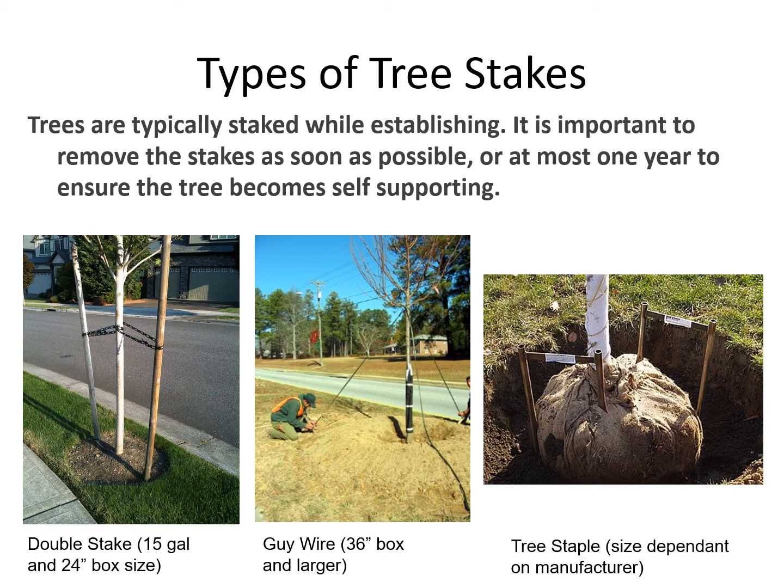So, different types of tree stakes. Double staking is the most common. Here's those flexible ties. Guy wires is usually for 36-inch or larger box trees. And in rare cases, we might use tree staples. Those need to have a pretty established trunk to be self-supporting. I would say they need about a 3-inch diameter trunk to really use that effectively. Guy wires can be a trip hazard, so we want to be careful when using them adjacent to walkways.